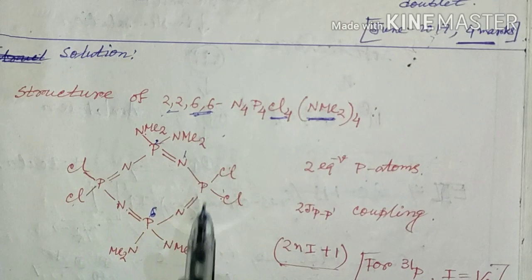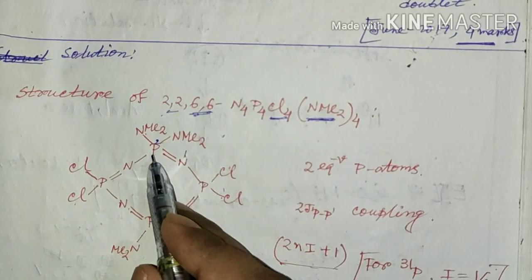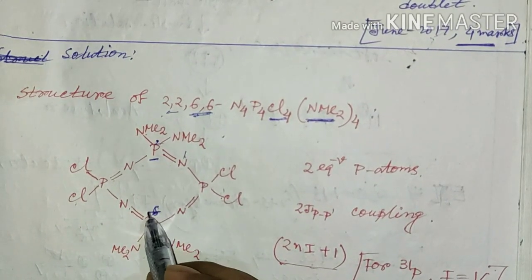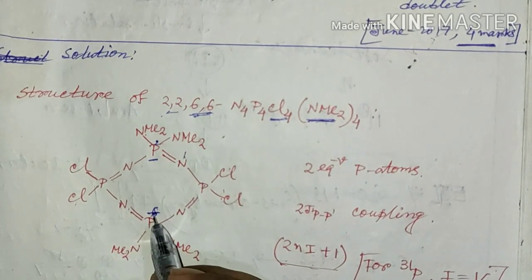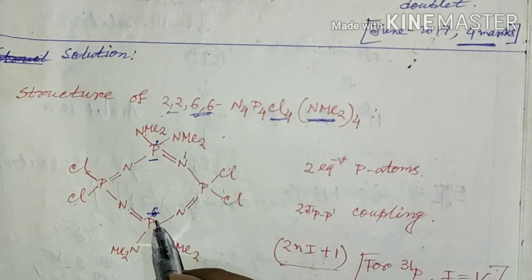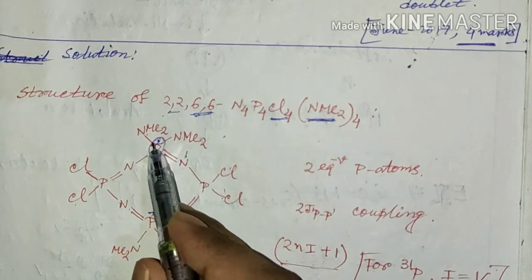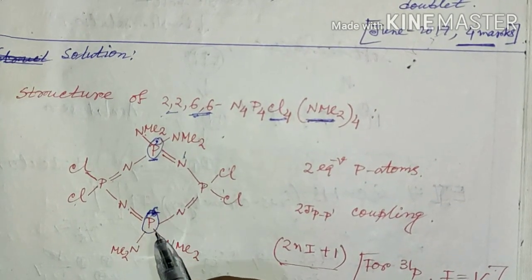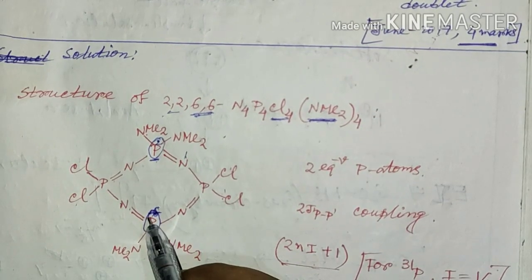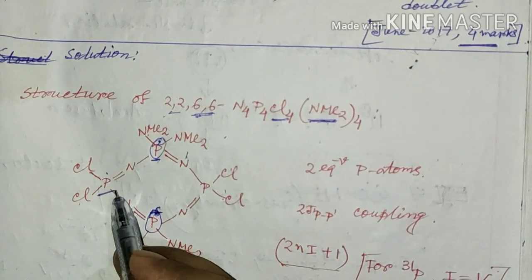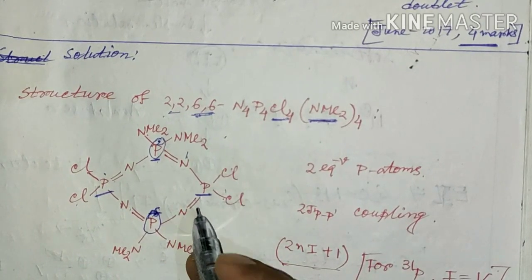Now from this structure we can see that this phosphorus and this phosphorus nucleus are equivalent, since if you see the chemical environment, you can see that the chemical environment around these 2 nuclei is similar. So these 2 phosphorus nuclei are equivalent, and similarly these 2 phosphorus nuclei are equivalent.